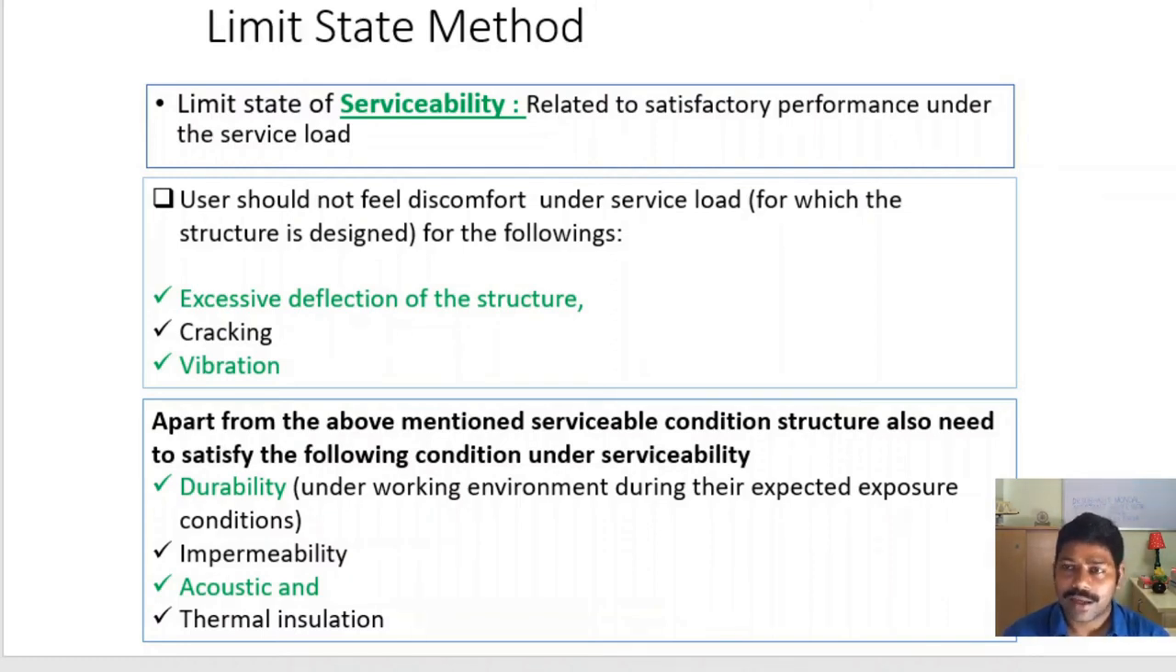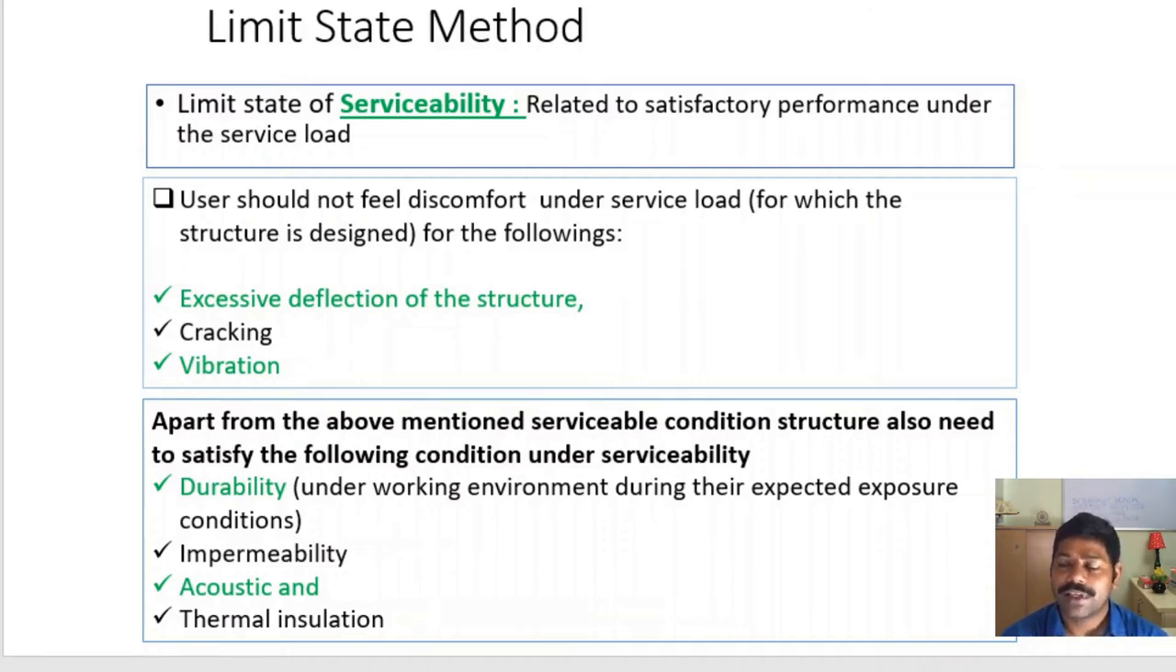Another thing is cracking. There should not be excessive cracking. What happens if there is a visible crack? Whoever the occupant is, they will not feel safe. They will feel great discomfort. They may feel that the structure may collapse because they are not the designer. Whenever they see the crack, they feel that the structure may fall. Though there is reinforcement and the structure may not collapse, the occupant will feel discomfort.